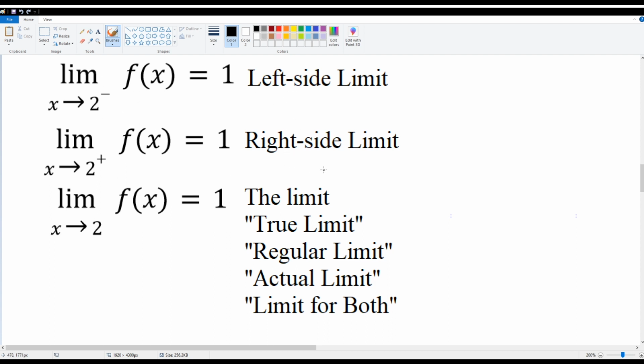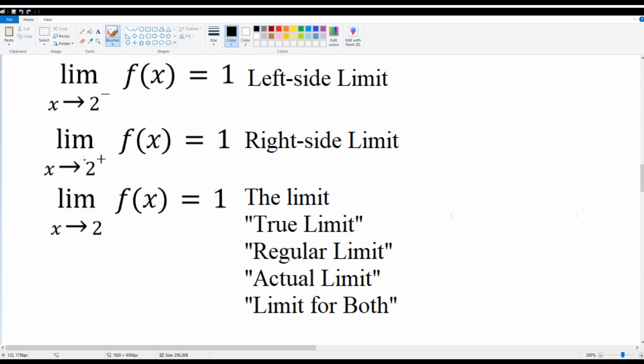And I don't want to mix people up by saying left side limit, right side limit, and then just limit. So sometimes I use words like true limit or regular or actual or formal limit. I'll often use limit for both sides or limit from both sides. So if you hear any terminology like that, it's talking about approaching both sides at the same time.